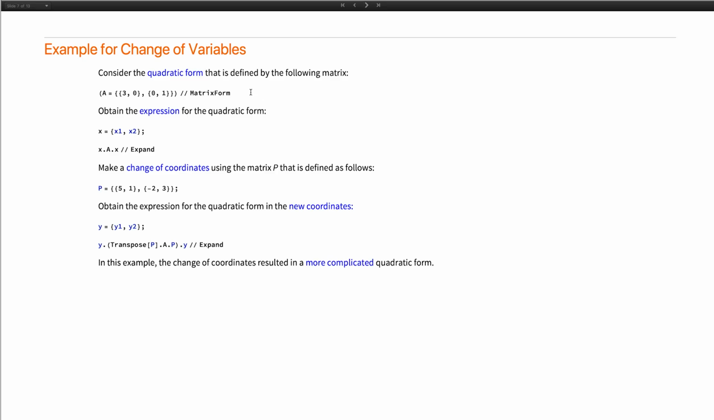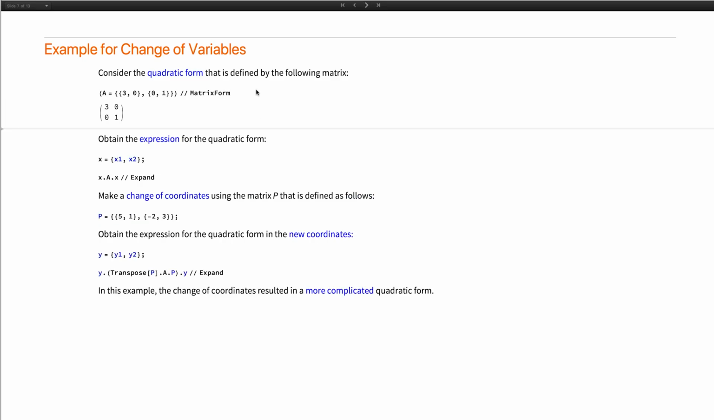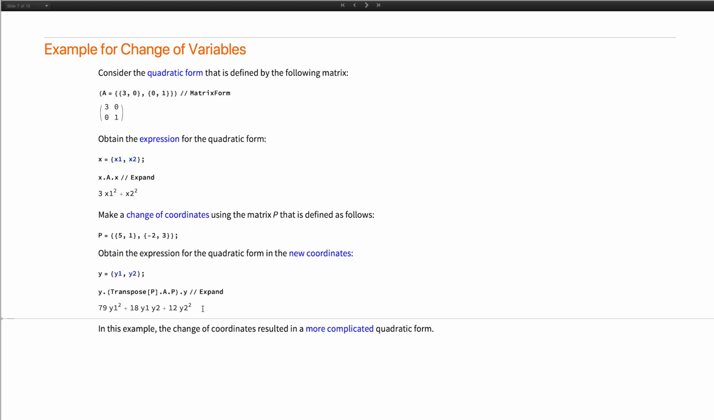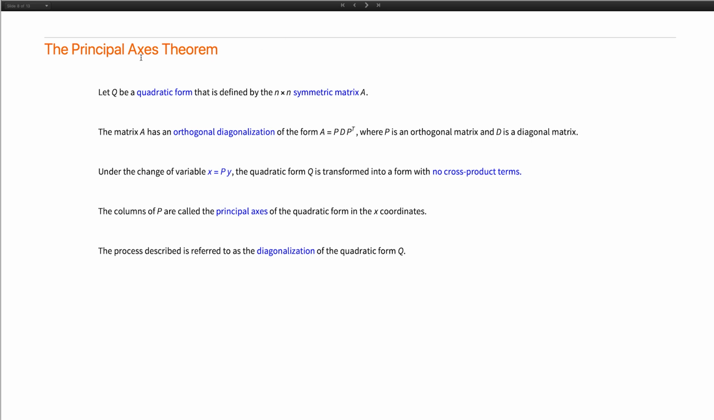Okay, so an example here is matrix A, a very simple diagonal matrix. Here's the quadratic form. We choose a matrix P, and we get the transformed quadratic form. But notice that this over here is much more complicated than what you had over there. So you actually get back a more complicated quadratic form. And of course, the interest is in going in the reverse direction. You want to start with something like this and go back to something fairly simple like that. Okay, so that's what is called the principal axes theorem.